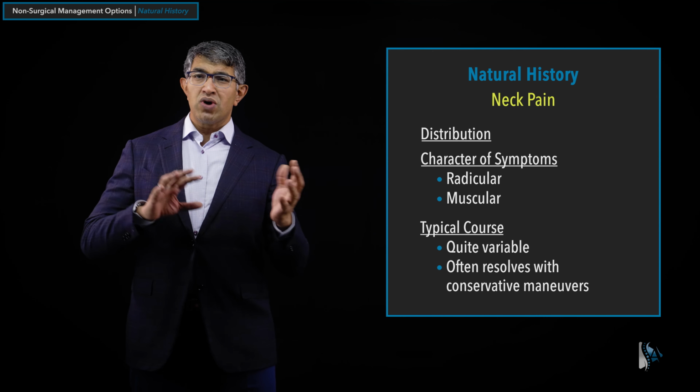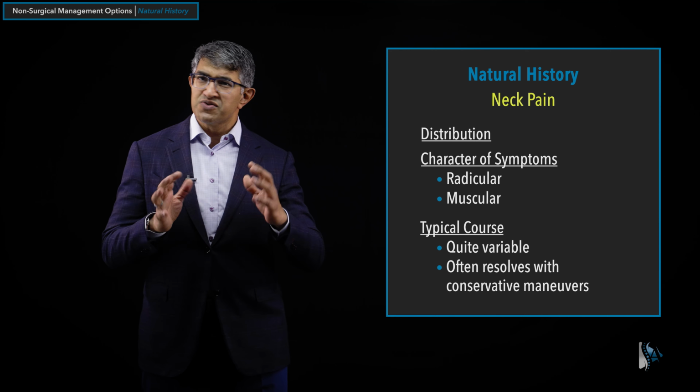It's difficult. Some people will have a short course of neck pain that lasts a few days, and some people will have chronic neck pain. And so to that extent, painting a reliable picture for the natural history of it is very difficult. The typical course of it over time is quite variable, but often responds to conservative maneuvers. And we will talk specifically about the types of conservative treatment that we use when people have neck pain.